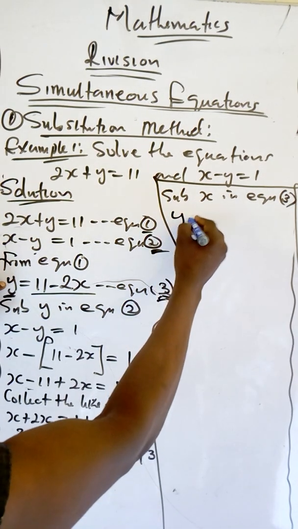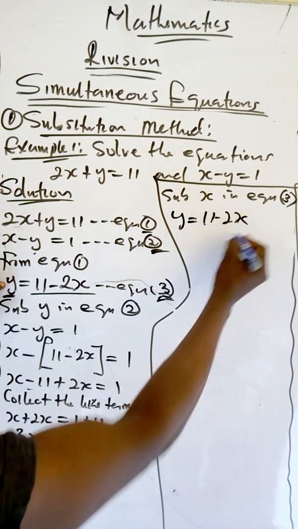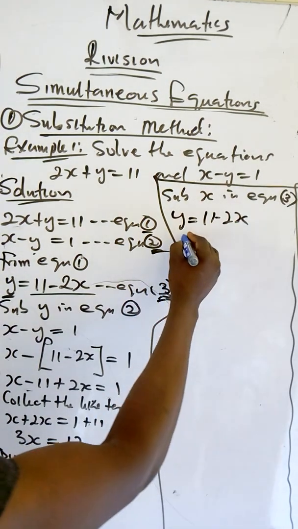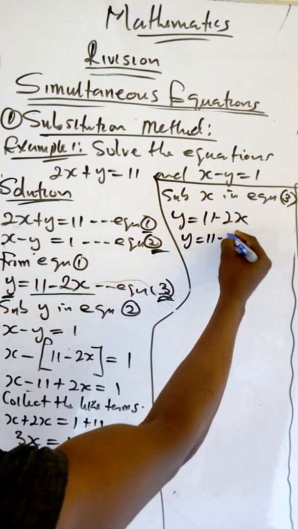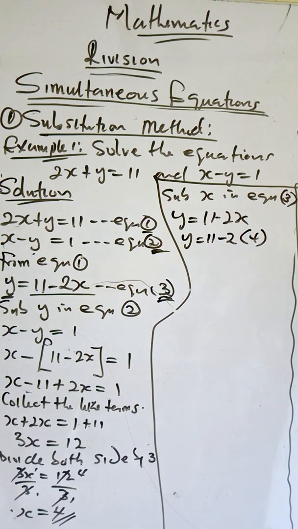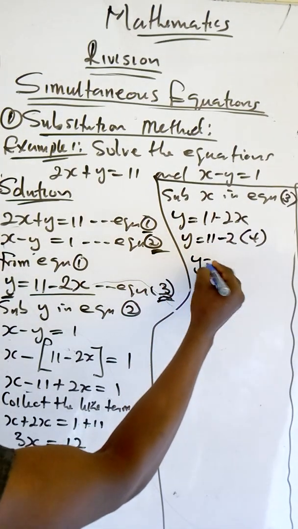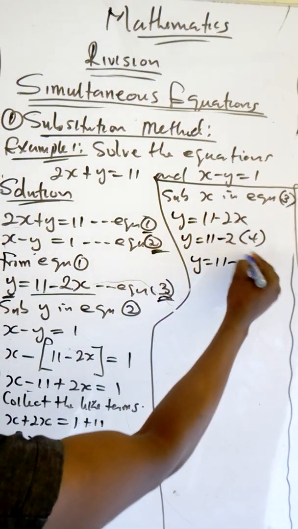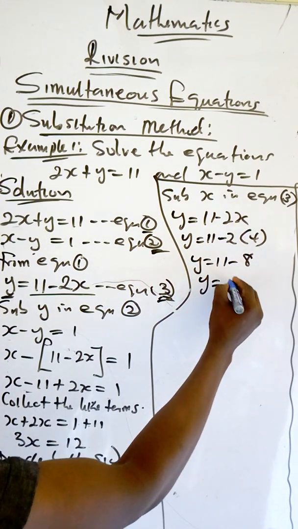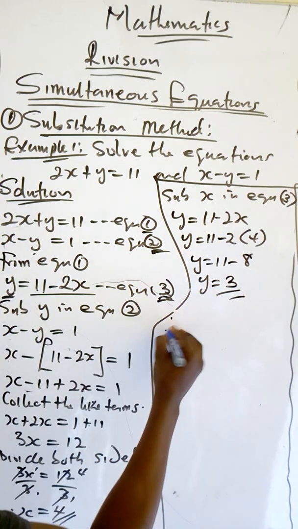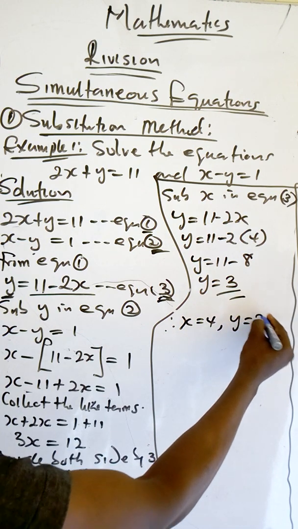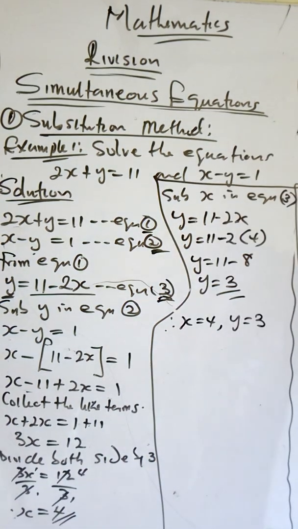So our y here equals 11 minus 2x. What is our x? Our x from here is 4. That means y equals 11 minus 2 in the bracket of 4. That means our y equals 11, minus 2 times 4 will give us minus 8. Then y equals 11 minus 8, which will give us 3. Therefore, x equals 4, y equals 3.